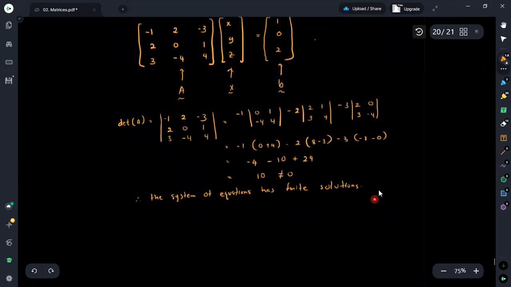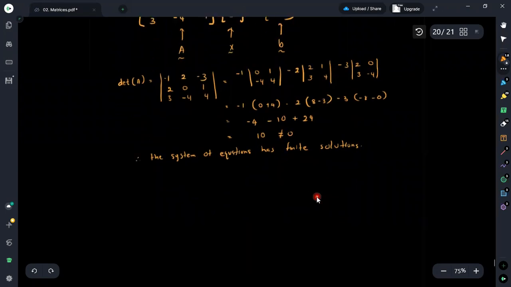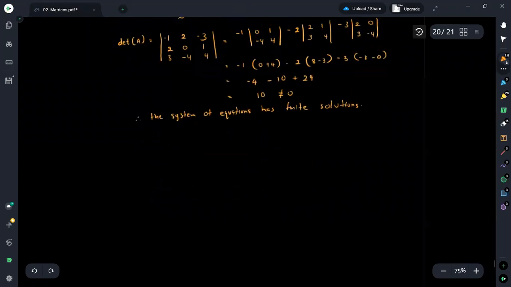Therefore, in the next step, we need to calculate the values accordingly. To calculate the values, first we need to identify the matrices associated with variables X, Y, and Z. Since we have finite solutions, these are the matrices that we need to identify. We need to identify the matrix associated with X. Then we need to identify the matrix associated with Y. Similarly, the matrix associated with variable Z.